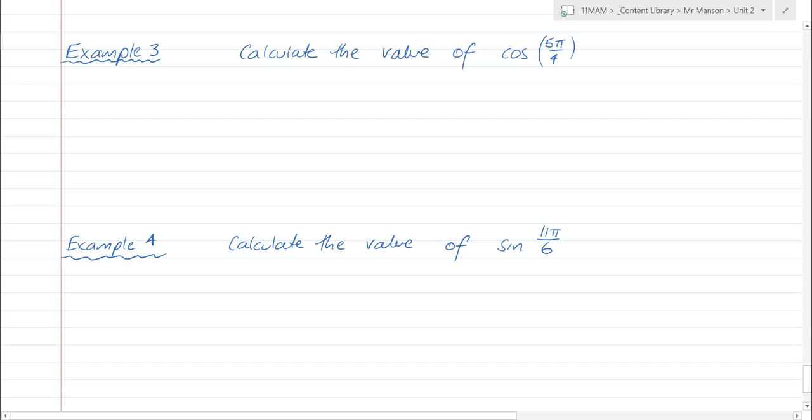15F. So example 3, calculate the value of cos 5 pi on 4. So this is an exact value. Yep, there's little kids running. Don't be distracted by them.